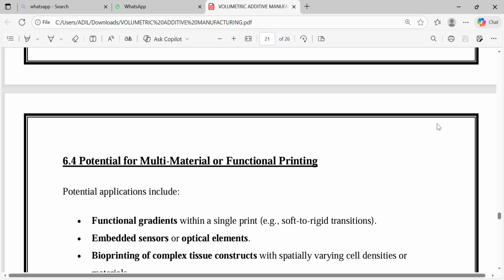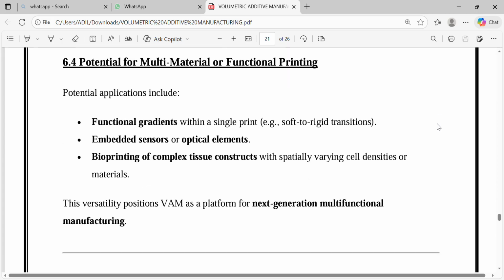After this, we move toward the applications for multi-material or functional printing. Potential applications include the functional gradient within a single print, like soft to rigid transition, embedded sensors or optical elements, bioprinting of complex tissue constructs with spatially varying cell densities or materials. This versatility positions WAM as a platform for next generation multifunctional manufacturing.